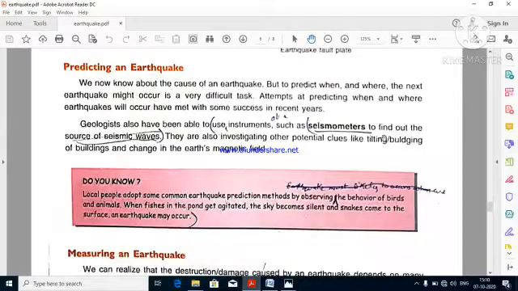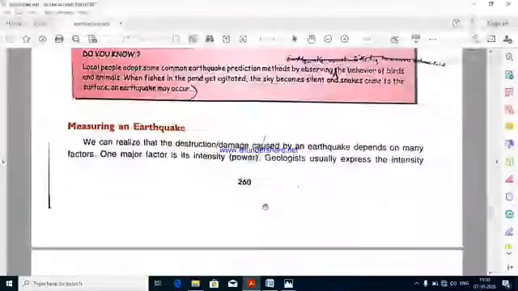Now, to find out the source of seismic waves, they are also investigating other potential clues like tilting and bulging of buildings, and changes in the Earth's magnetic field. Local people adopt some common earthquake prediction methods by observing the behavior of birds and animals. When fishes in the ponds get agitated, the sky becomes silent and snakes come to the surface of the earth, an earthquake may occur.